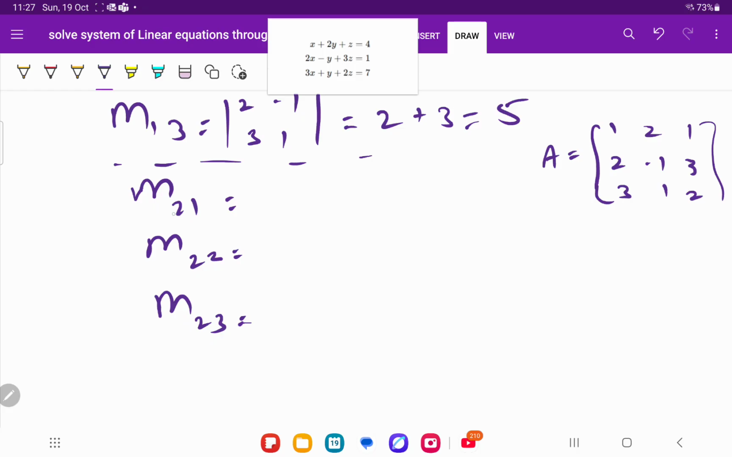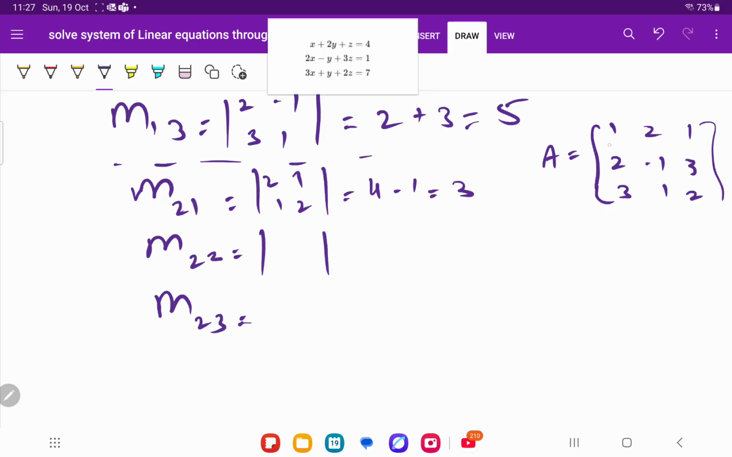So exclude row 2 and column 1. 2, 1 means exclude row 2 and column 1. So what is remaining? 2, 1, 1, 2. 2 multiplied by 2, answer is 4. 1 multiplied by 1, answer is minus 1. So altogether we are getting 3.